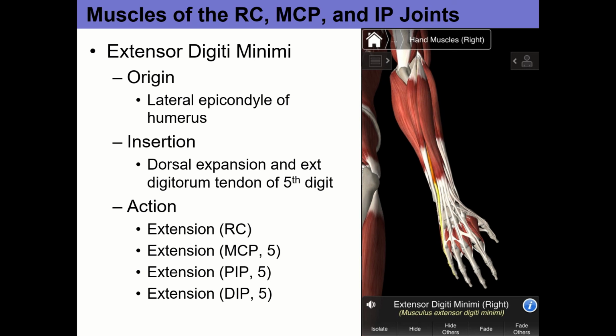Anyway, extensor digiti minimi also originates from the lateral epicondyle of the humerus. It's essentially an offshoot of extensor digitorum. And like extensor digitorum, it's going to insert into the dorsal expansion, but only of the 5th digit, so only of the pinky. And like extensor digitorum, it's going to cross the wrist, the radiocarpal joint, the metacarpophalangeal joint, the PIP, and the DIP, but only of the 5th digit. So it's going to be an extensor for all of those.